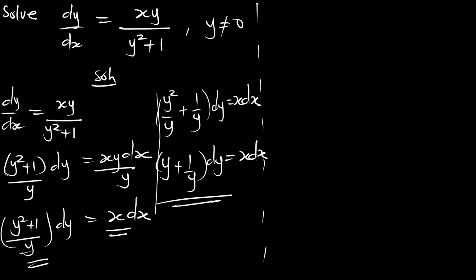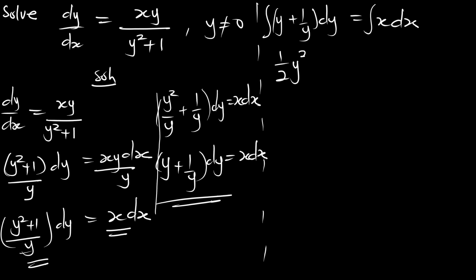So I'll apply my integration. Integral of (y plus 1 on y) dy equal to integral of x dx. If I'm to integrate y, that is going to give me 1 on 2 y squared. And if I'm to integrate 1 on y, that is going to be the natural log of y, plus a c, equal to the integral of this, which is also going to give me x squared on 2, that's half of x squared.